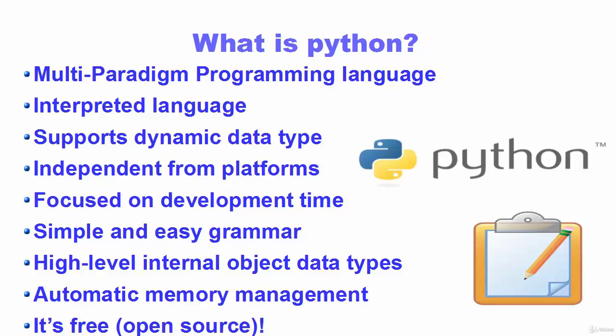That means faster development time, especially when you are doing some prototyping work. Python is a highly readable language and has a clean visual layout. So if a developer writes a very efficient Python program, it's like reading English language. Now, Python has high-level internal object data types and has automatic memory management. And at last, Python is free and open source. That means you don't need to pay anything to start learning Python.